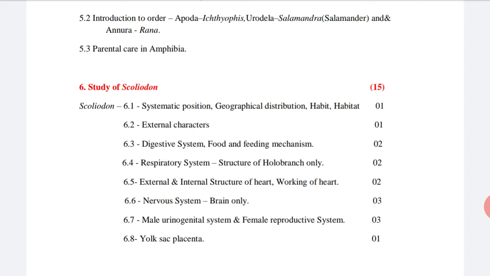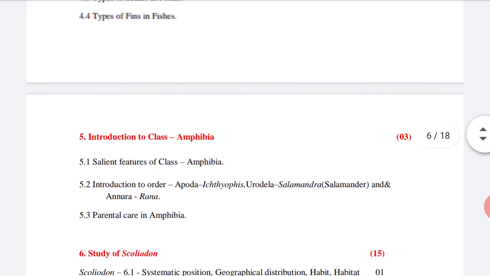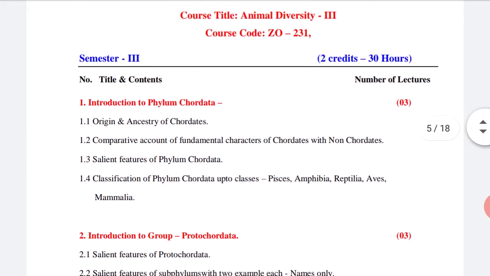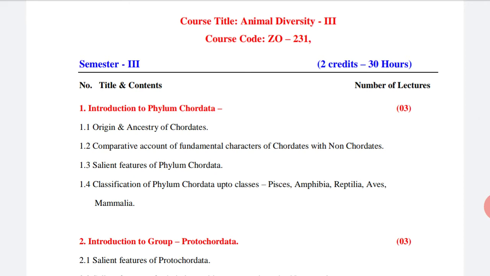The sixth chapter is important for our syllabus. This is a very large and important chapter. We study this chapter briefly. In first chapter we see origin and ancestry of chordates. Second topic is comparative account of fundamental characters of chordates with non-chordates. Third topic is salient features of phylum Chordata. Fourth topic is classification of phylum Chordata up to classes: Pisces, Amphibia, Reptilia, Aves and Mammalia.